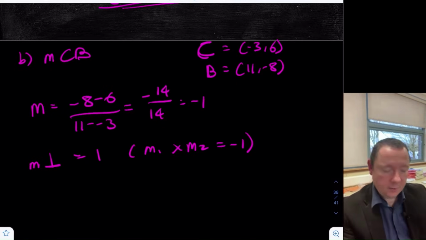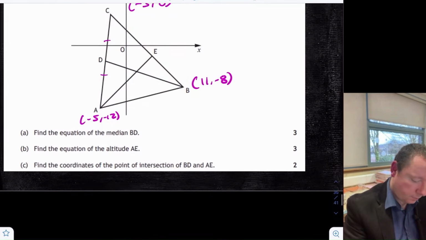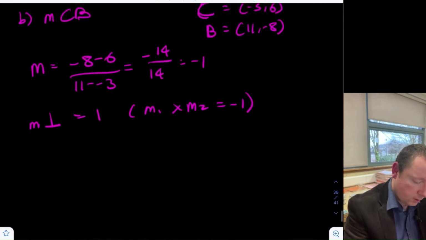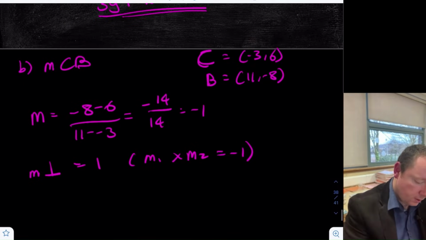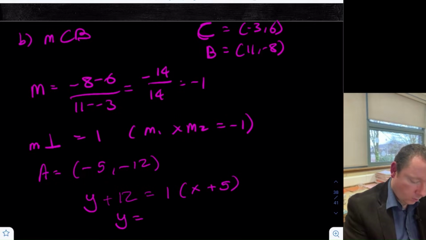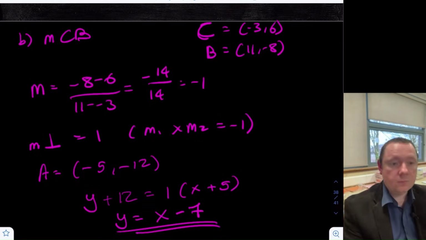And then we need a point. So for altitude A to E, we can use point A, (-5, -12). So y plus 12 equals 1 times (x plus 5), or y equals x, 5 take away 12 is -7. And we get our second equation.